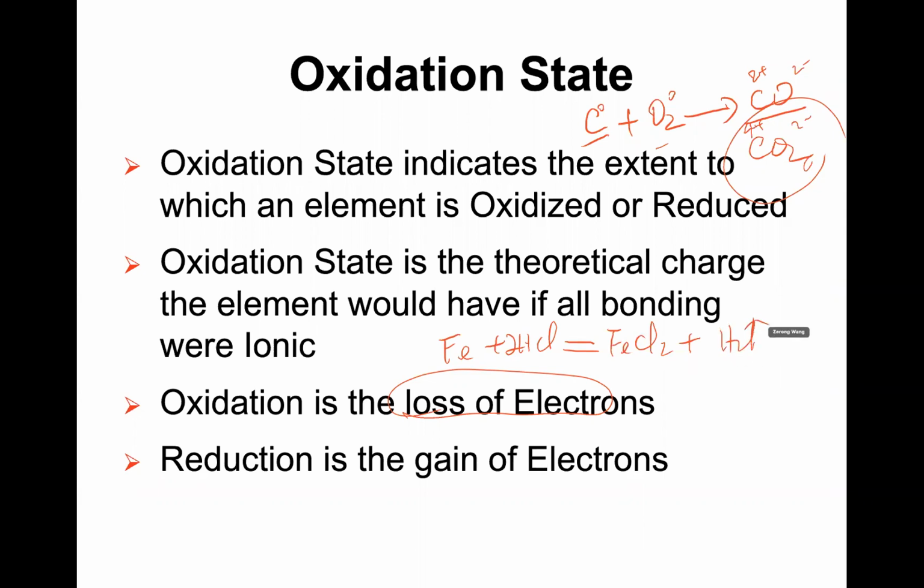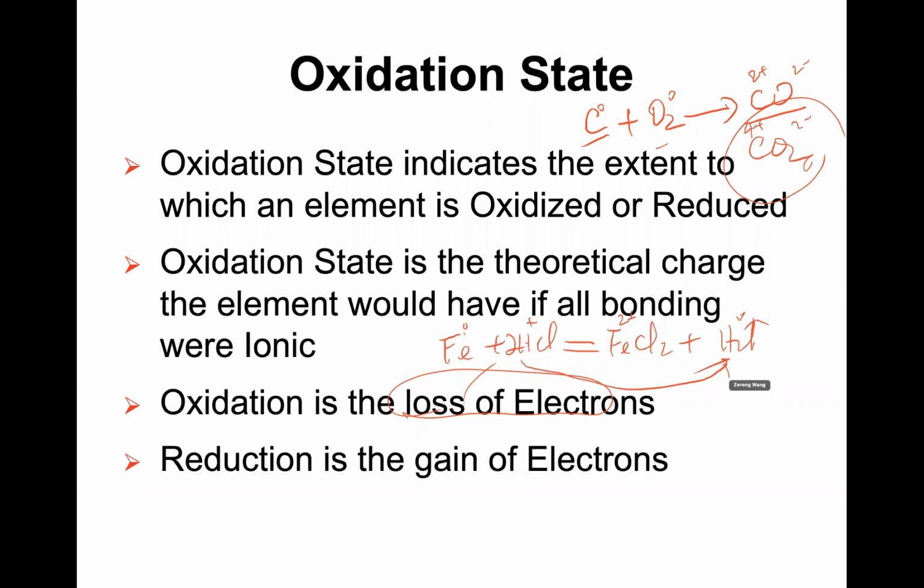Now you look at this one here, 0, this one goes to 2 plus. So this loses 2 electrons. And likewise here, the proton is positive, and this one is 0. So this one gains electrons. So here we can see the loss of electrons is oxidation, and the gain of electrons is reduction. So the proton is reduced to hydrogen, right?